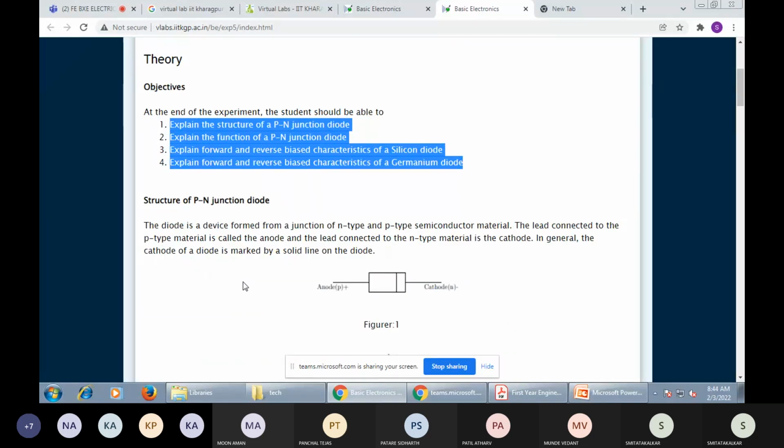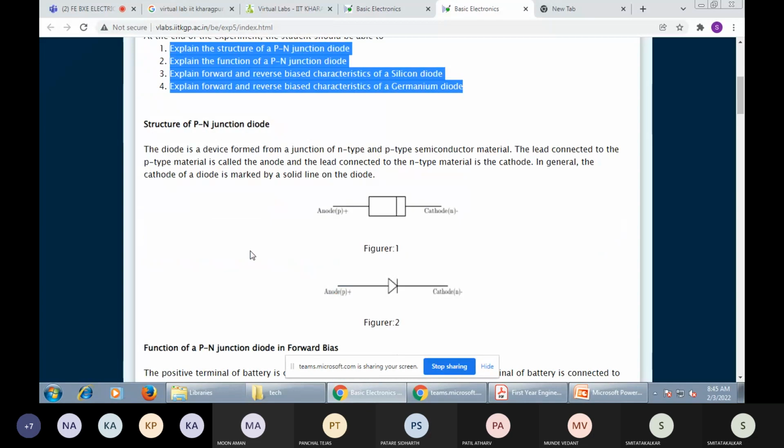But in the syllabus, for the germanium diode, it requires very little voltage, 0.3 volt. That's why the silicon diode is used as the PN junction diode. We will use only the silicon diode, for the PN junction diode. Then the structure.